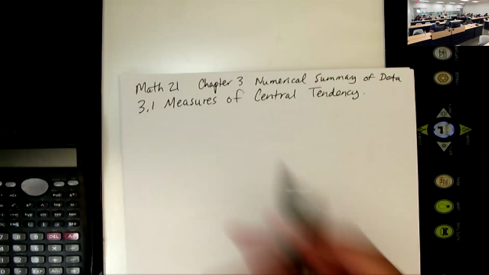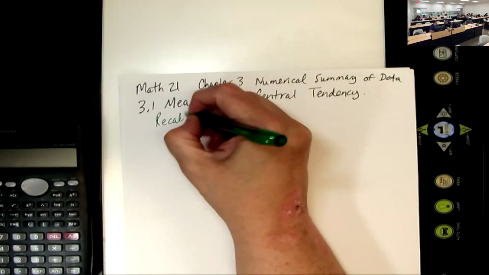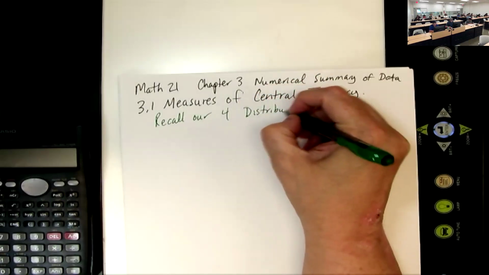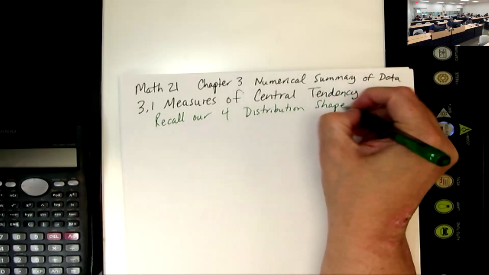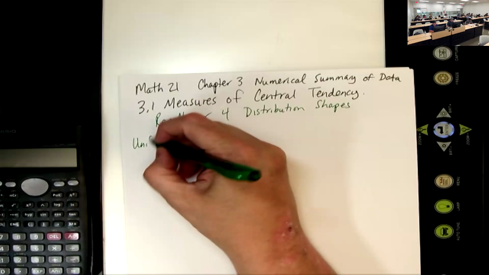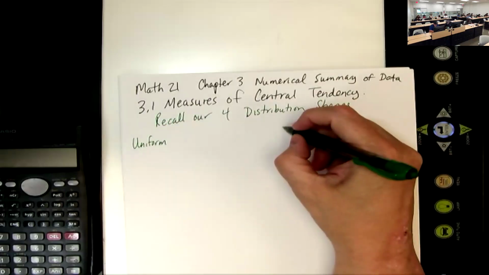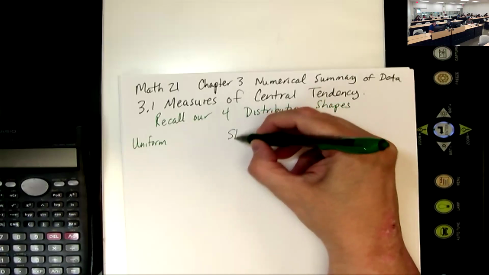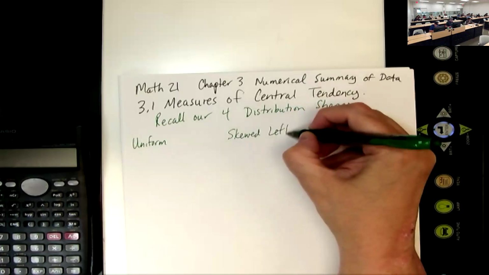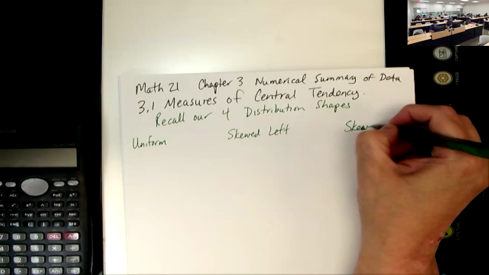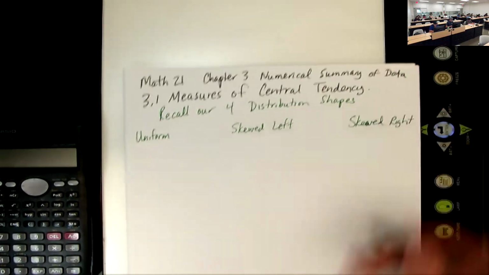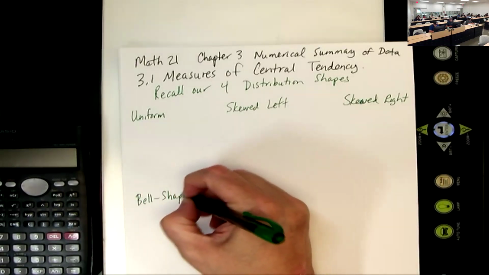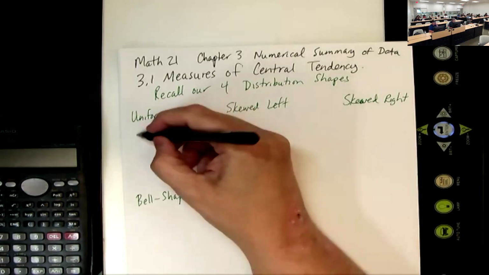So recall our 4 distribution shapes we talked about at the end of our last lecture. We had a uniform distribution. We had a skewed left distribution. We had a skewed right. And then a bell shape. I've got a graph of each of these, like examples.